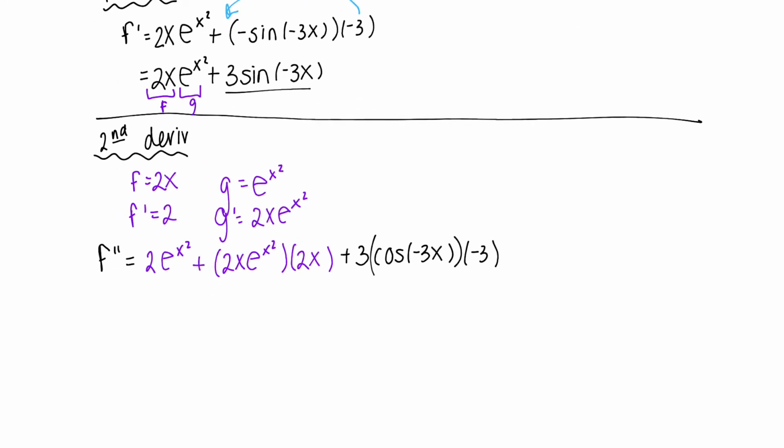So we're going to simplify before moving forward once again, because we have to find the third derivative, and it's really important to simplify. So here, 2 times 2 is 4, and then x times x is x squared. So you have 2 e to the x squared plus 4x squared e to the x squared. Then we have 3 times negative 3, so that's just going to become minus 9 in front. So minus 9 cosine of negative 3x.